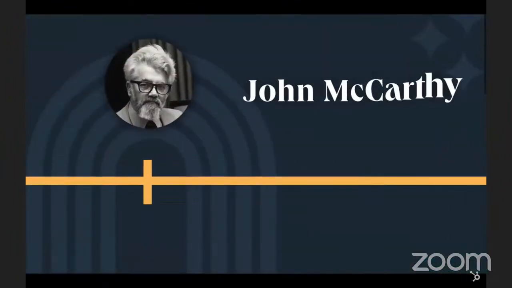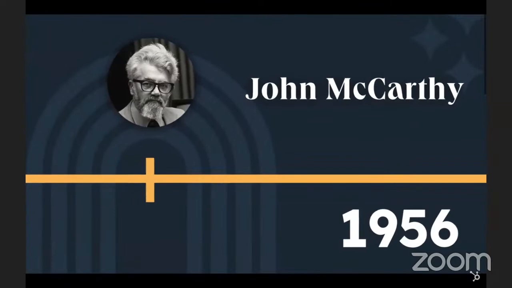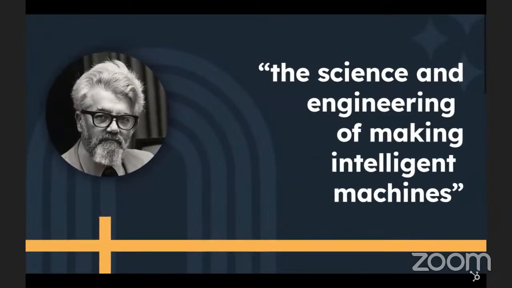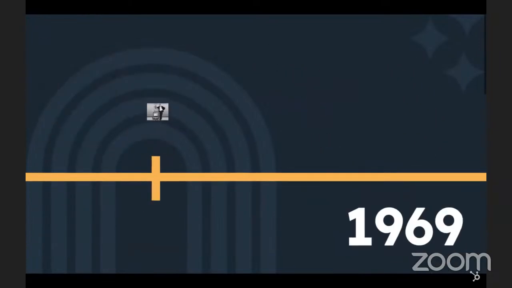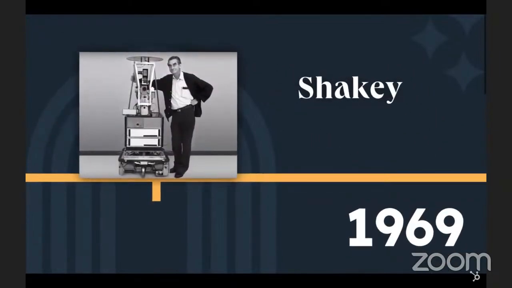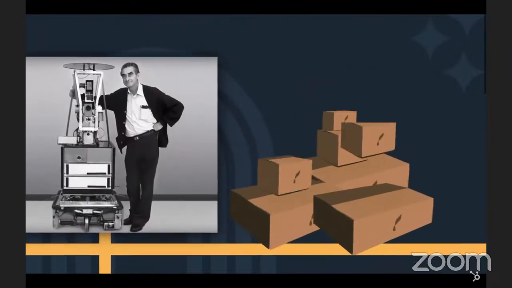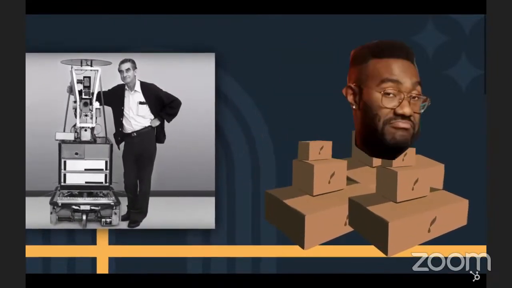So what is AI? The term was first coined by John McCarthy in 1956, who simply defined AI as the science and engineering of making intelligent machines. In 1969, Shakey was the first purpose-built AI robot. He could only really push boxes around, but it was a start. And that's basically what I do in the gym, so we're not too different anyway.